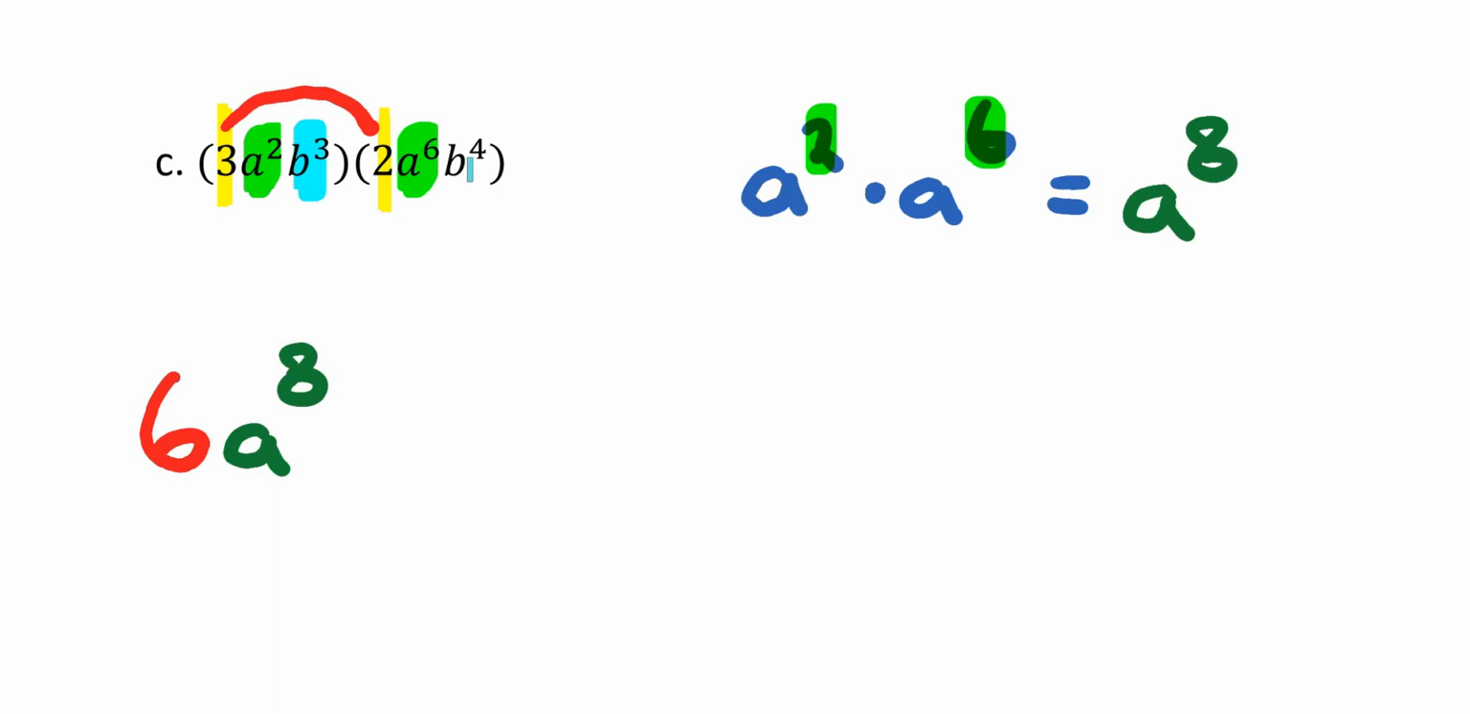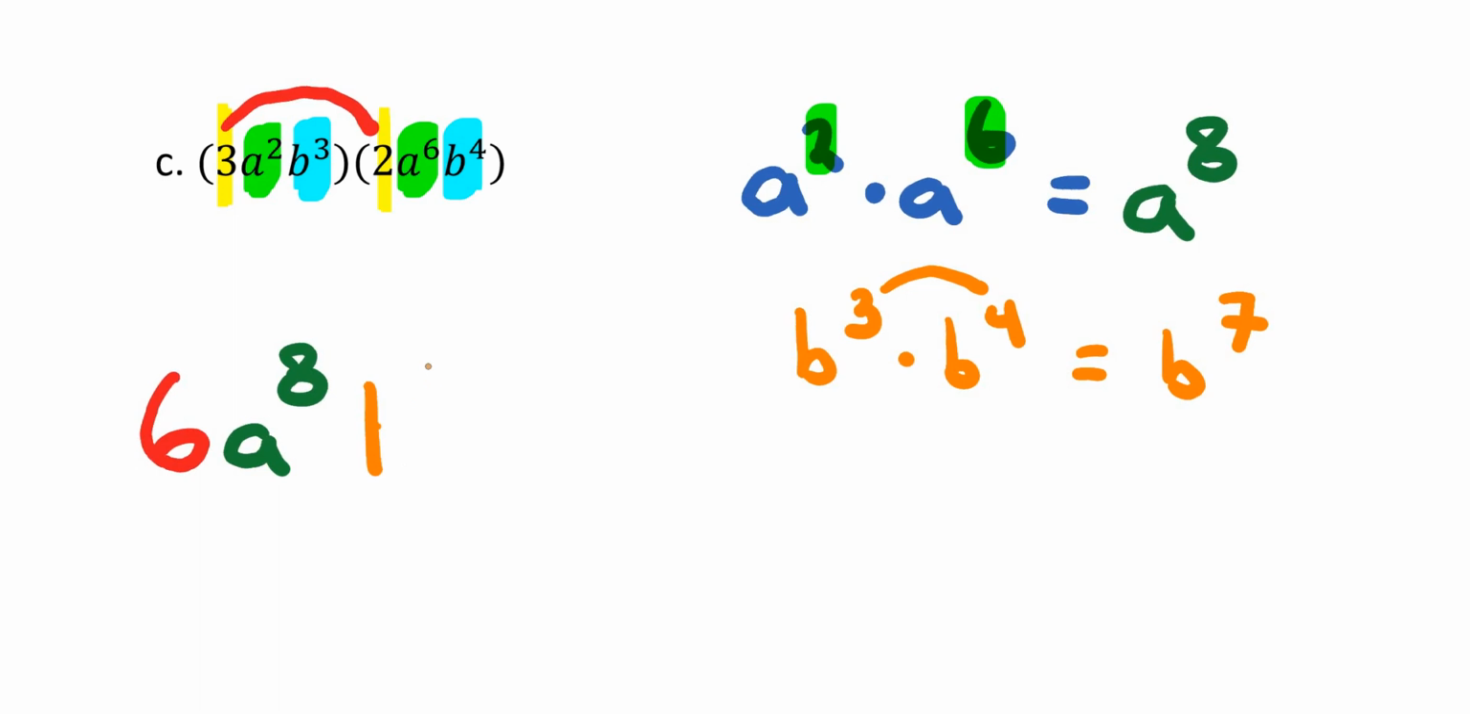And finally, I have b3 and b4, right? So it's really b3 times b4. So if the bases are the same, you just add the powers. So there's a b to the power of 7. And that's your final answer there.